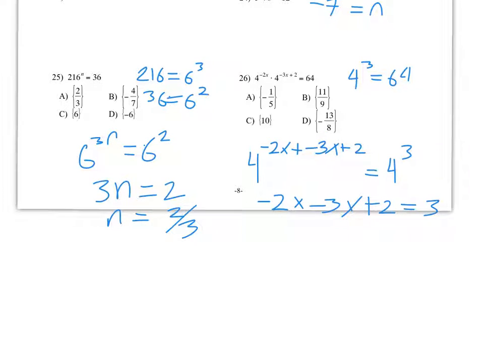I'm going to subtract 2 from the other side, and we get 1 over there. On this side, we get minus 5x. x is equal to negative 1 over 5. And once again, if you can't figure out what to do, you can always plug numbers in from the answers to see which one gives you the choice you want.